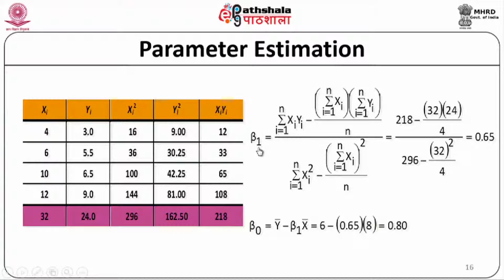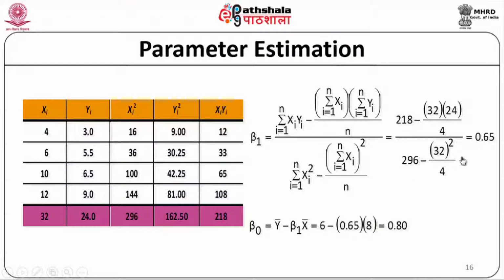Beta 1, as I already mentioned, is the slope and beta naught is the y intercept. So we compute the average for y, which is y bar. 24 is the sum of y divided by the total number of instances 4, so 24 divided by 4 is 6. So y bar, the mean for y, is 6 minus beta 1 multiplied by the x bar mean. The sum of x is 32 divided by 4, which is 8, the mean of x. So 0.65, which is the beta 1 value, multiplied by the average of x gives beta naught, which is equal to 0.80.